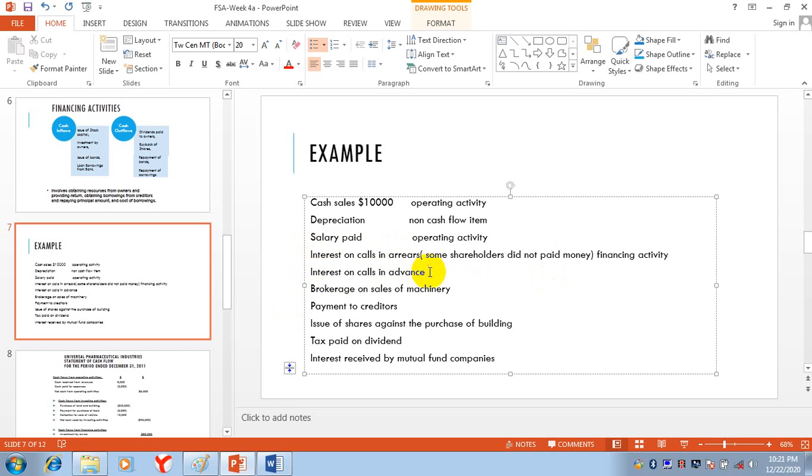Interest on calls in advance. There are some good shareholders. They are making payment in advance. When they are making payment in advance, that is also financing activity.